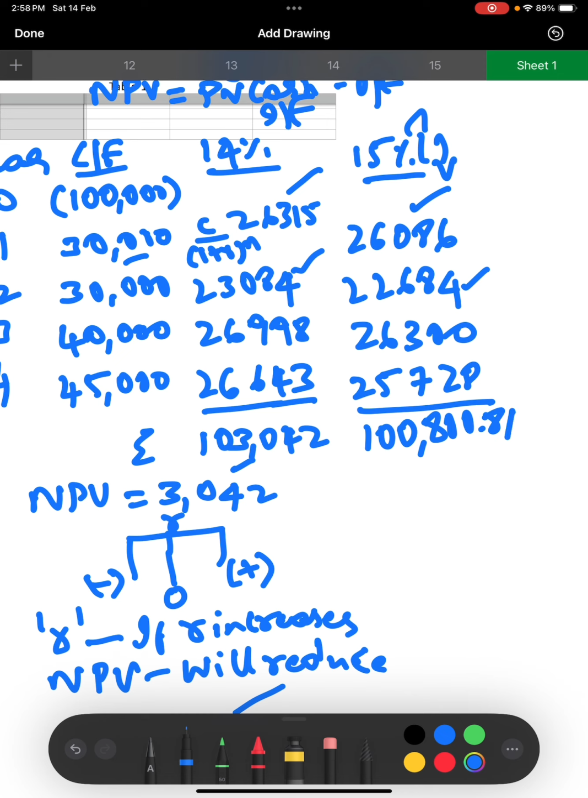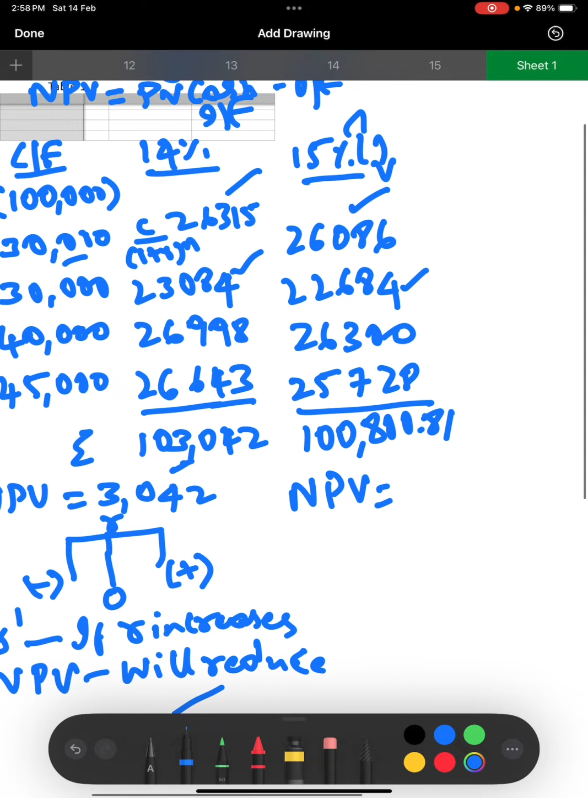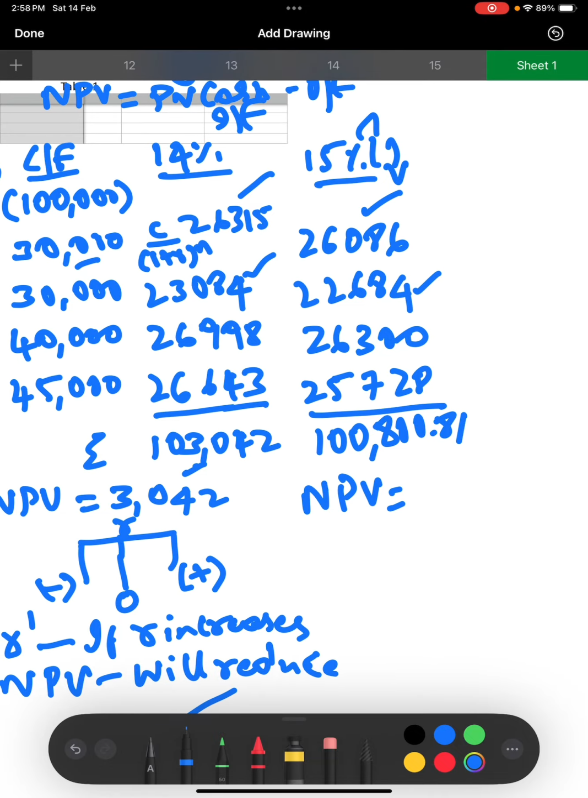So I told you, right? Here it was 1,03,000. Now it is reduced to 1,00,000. So now calculate the NPV. NPV is 800. So how did we get 800? 1,800.81 minus the cash outflow of 1,00,000. So you're going to get approximately 801 if I round this off.